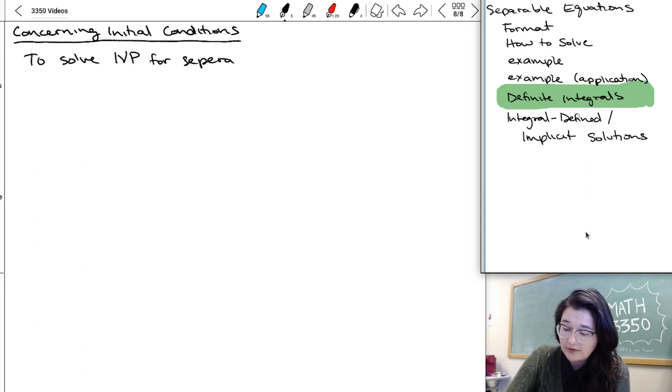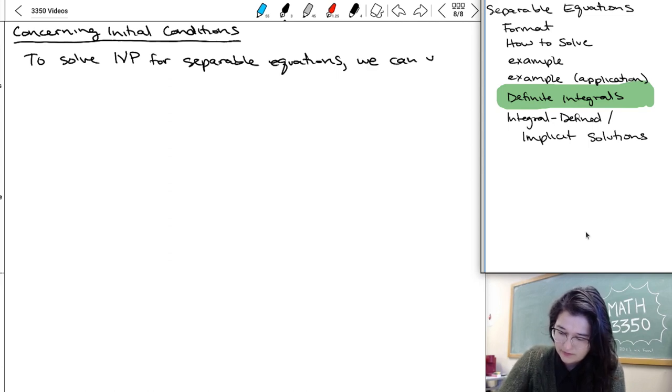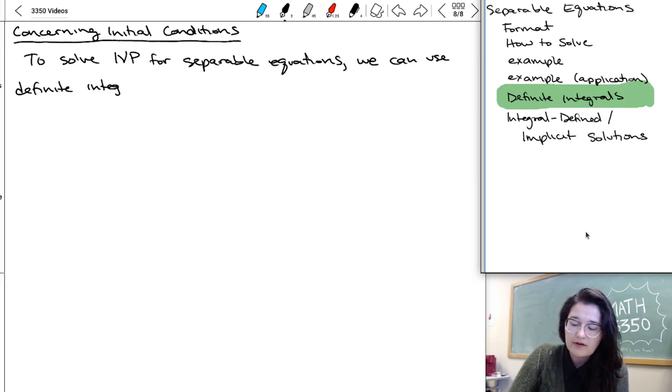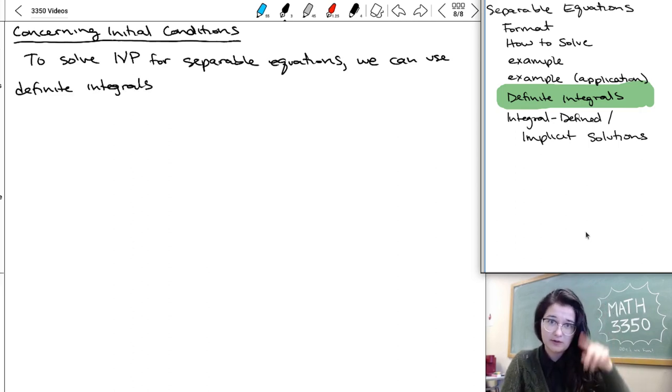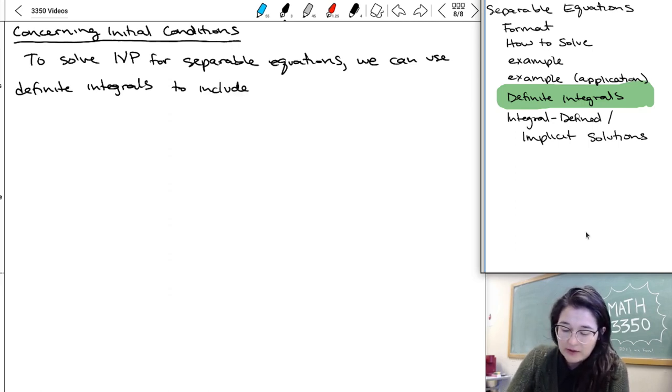But if we wanted to solve an IVP for separable equations, I think separable has an A in it. Yes, it does. We can use what's called definite integrals. So they're the ones where you have numbers on the swirly line on the side. And that allows us to include initial conditions from the start.